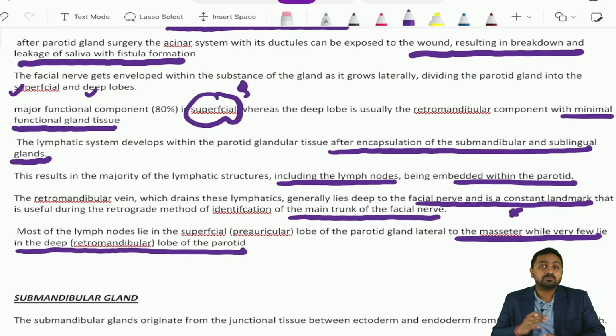So, this would be very important during your planning of the surgical removal of your parotid gland. Please remember the concept of late encapsulation of your parotid gland and the early encapsulation involving the nearby vicinity structures, which would be an important aid in your surgical removal of your parotid gland.